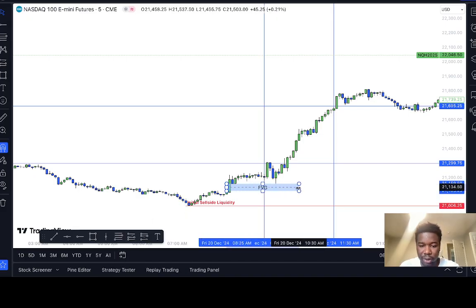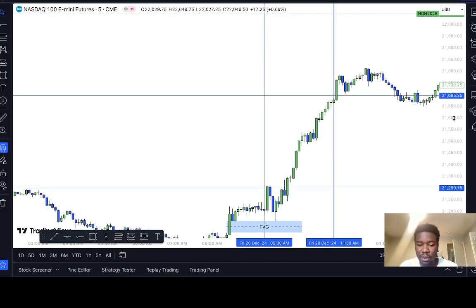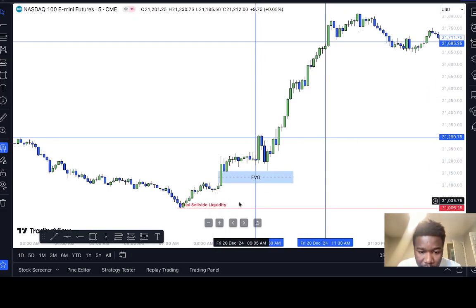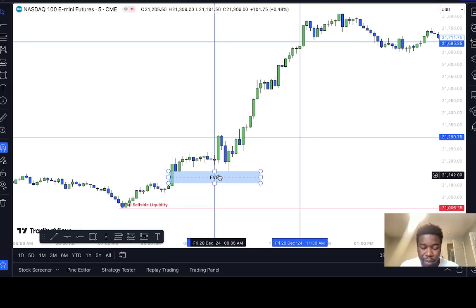Stretch that across. What do we notice? What does price do? Price dips down, rejects from the fair value gap. It doesn't even go into the fair value gap. What does that tell us?